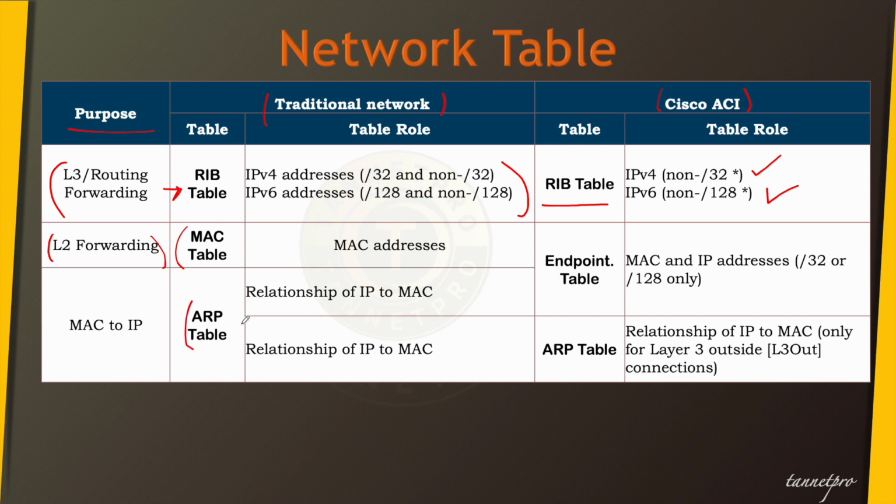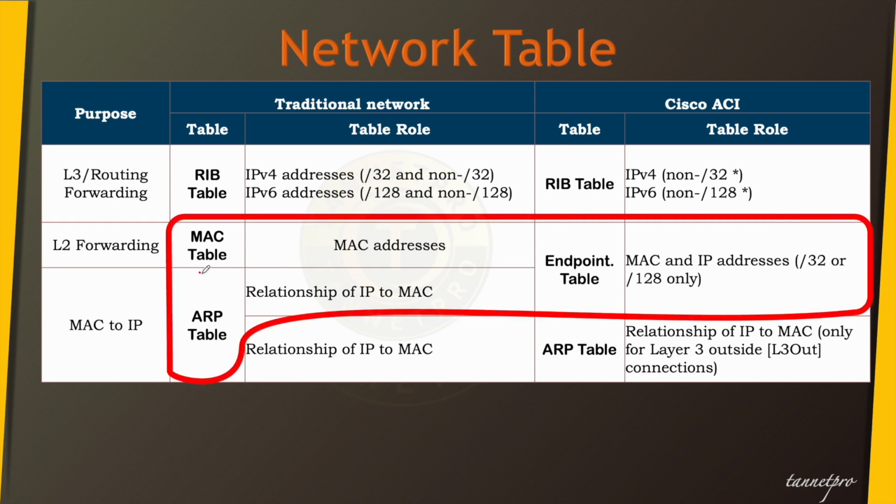And for L2 forwarding, in a traditional network we maintain a MAC table and an ARP table also. But here the beauty of this ACI architecture is that they combine the MAC table and the ARP table into a single table, which we call the endpoint table. In the endpoint table we maintain the MAC address as well as the IP address of the endpoints together in a single table, right? And for the ARP table, in a traditional network we definitely maintain one ARP table, and here also we maintain the ARP table.